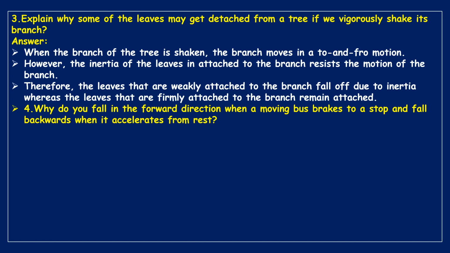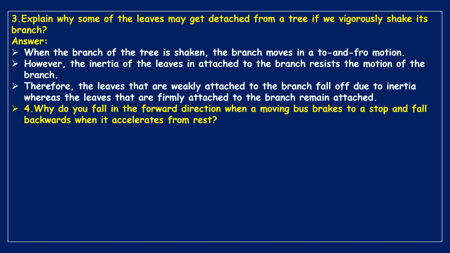And the passengers move in the forward direction, and fall backwards when the bus accelerates from rest. When the bus starts from rest, passengers will bend in the backward direction. When the bus stops, passengers will fall in the forward direction. When the bus starts, passengers will fall in the backward direction. Why?